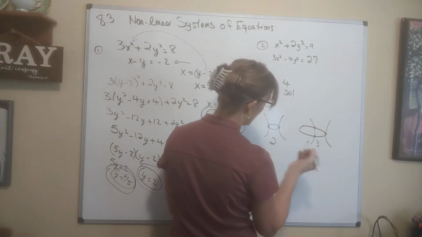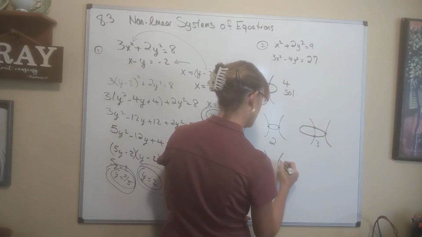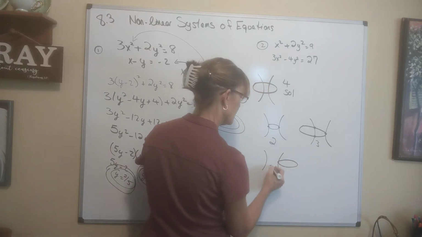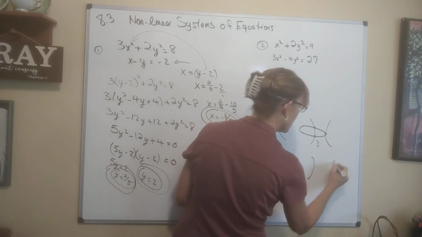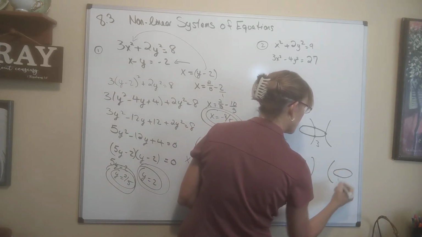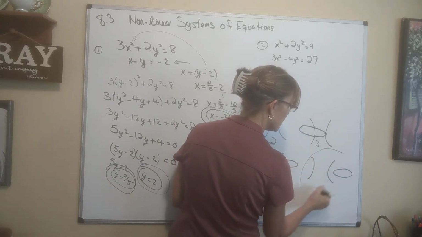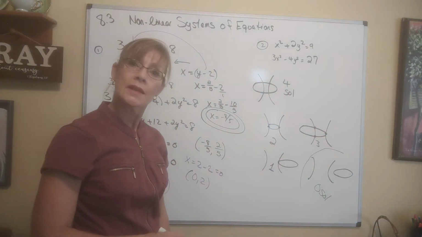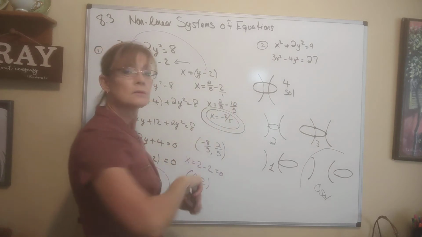You could have it have 1 solution. Let's see. You could have an ellipse that was just tangent on one of the sides that just hit 1 place, 1 solution. You could have an ellipse and a hyperbola that totally missed each other, and this would be 0 solutions. So there are lots of different scenarios that could happen here. We're going to figure out what's going on here.